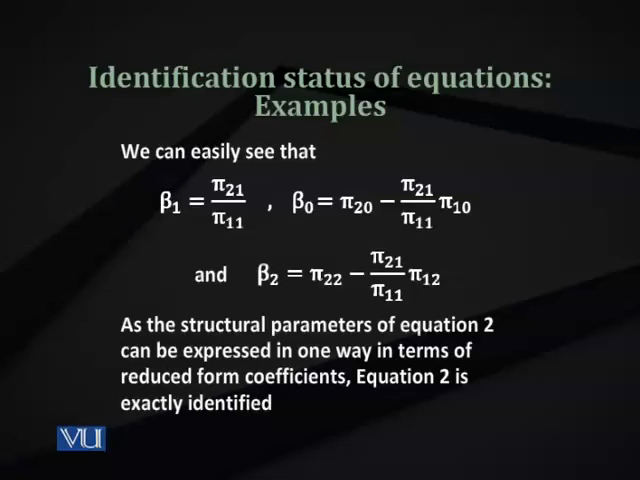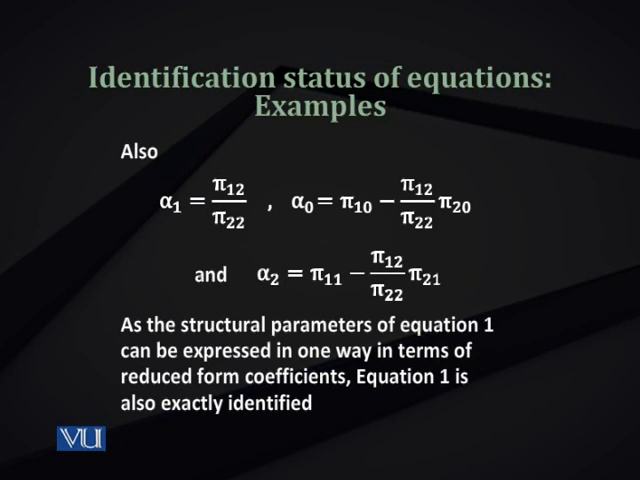So you just saw that we are trying to express the alphas and betas in terms of pi's. Technically speaking, we are trying to express the structural parameters in terms of the reduced form coefficients. We just saw that pi 2 1 over pi 1 1 is given as beta 1. If you divide the expression for pi 2 1 over the expression for pi 1 1, you will be left with beta 1. So beta 1 can be written as pi 2 1 over pi 1 1, as I just told you. Similarly, we can write all the betas in terms of the reduced form coefficients in this case.